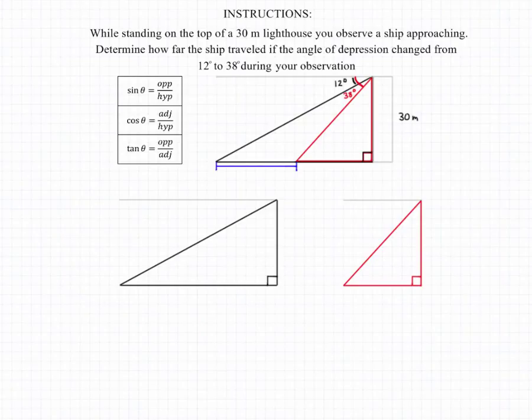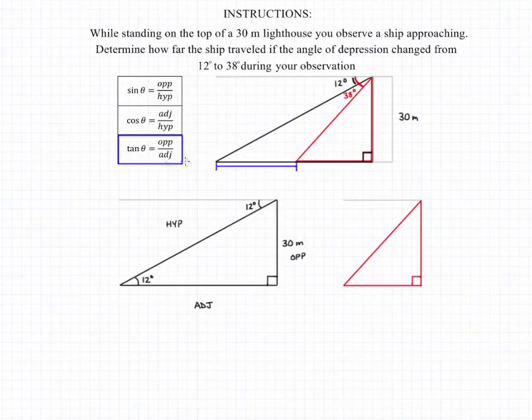But to begin, we're going to split the triangles into two separate diagrams so that it's easier to see what's going on. So we have an angle of depression of 12 degrees, which means our inside angle on the triangle there is also 12 degrees, and we know that we are 30 meters in height on the top of the lighthouse. So we can label our adjacent, our opposite, and our hypotenuse for this right triangle.